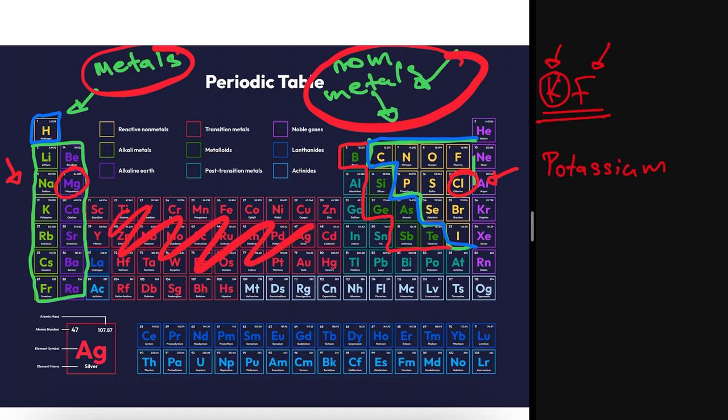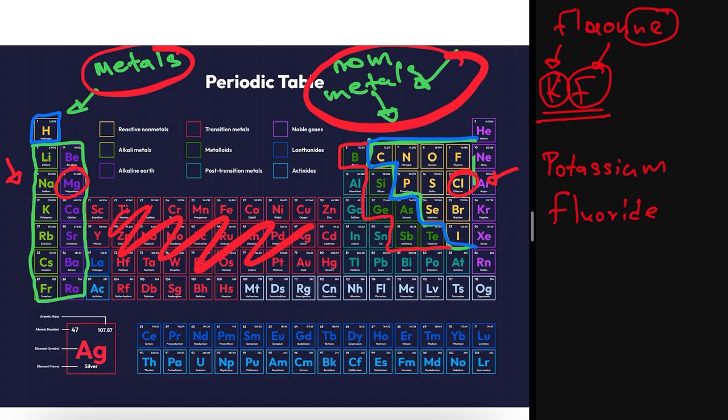The second part, which is fluorine, we're just going to change the ending. Remember, it is labeled fluorine, but we're going to change this -ine to -ide, fluoride. So this is going to be potassium fluoride. So that is how we label ionic compounds. So let us do one more example.